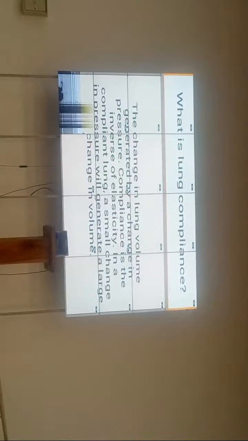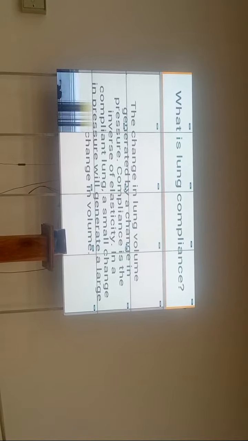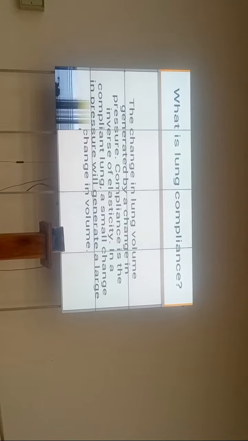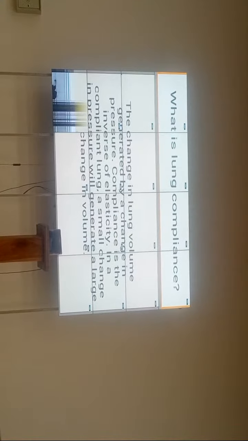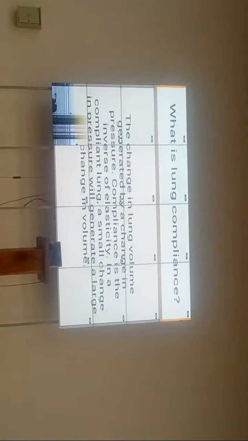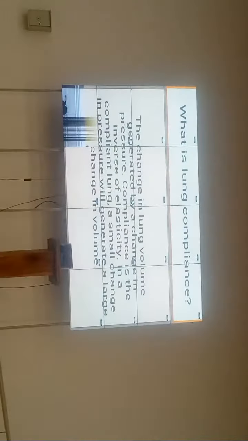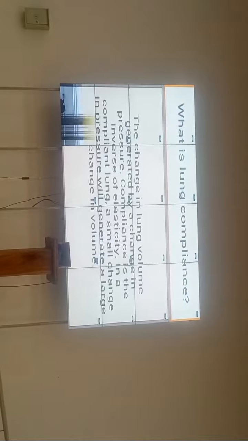Number two, diseases of the chest wall. For example, if the muscles of the chest wall are paralyzed, your chest wall will not expand, which means your lungs have nowhere to expand to. So paralysis or neuromuscular disease in the muscles is going to affect chest wall compliance, which will affect lung compliance. We understand? Okay, so basically that's what lung compliance is.